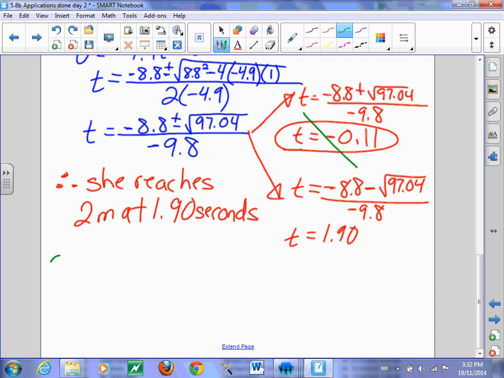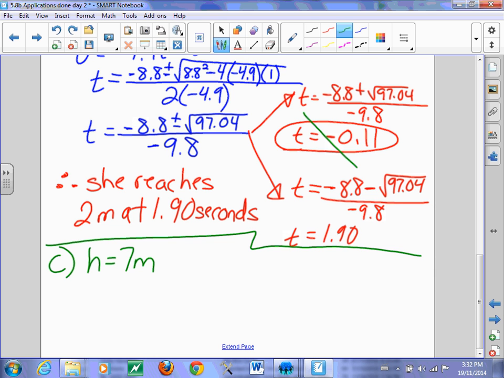Question C says, when was she 7 meters above the water? Now, 7 meters is pretty high. So that means a height. So height equals 7 meters. So we take a look at the graph that we drew initially. We started at 3, we went up. We know we're at 3 to start with, but we're not sure, does 7 fit here or is 7 above? We'll have to figure that out.